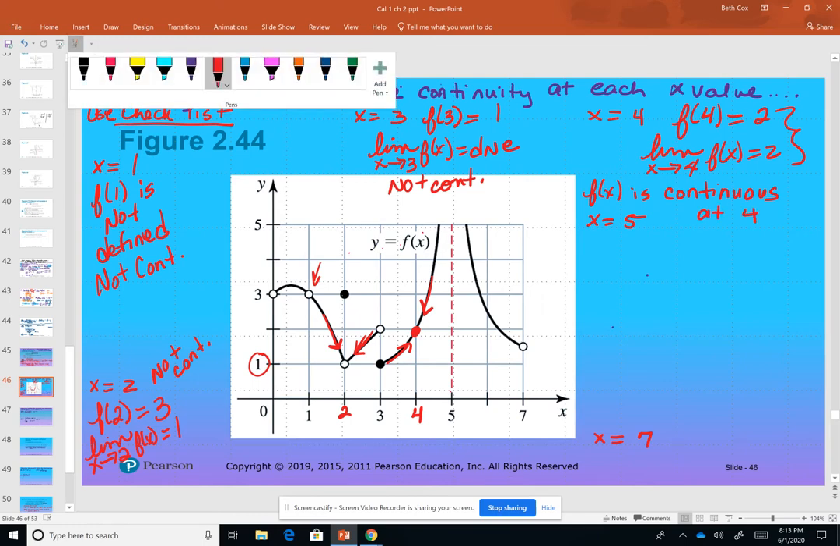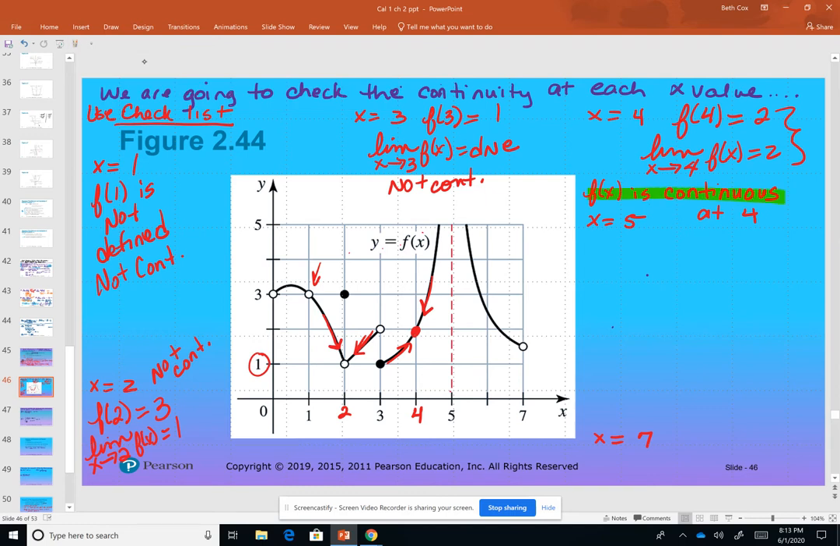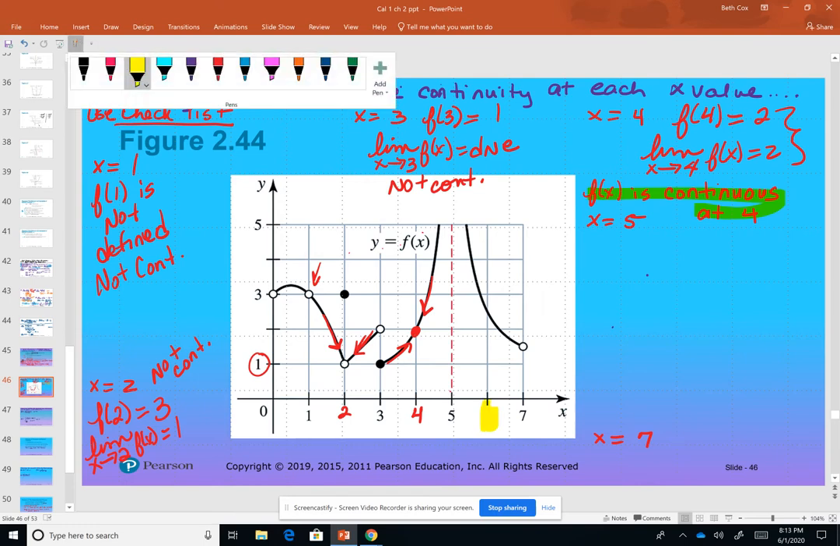All right, so now I won't do the other 2. I think you kind of get it. It's not continuous at 5. It's not continuous at 7. And it is continuous at 6, even though I didn't do that. I wrote that in there. It's not continuous at 5. It's not continuous at 7, but it is continuous at 6.